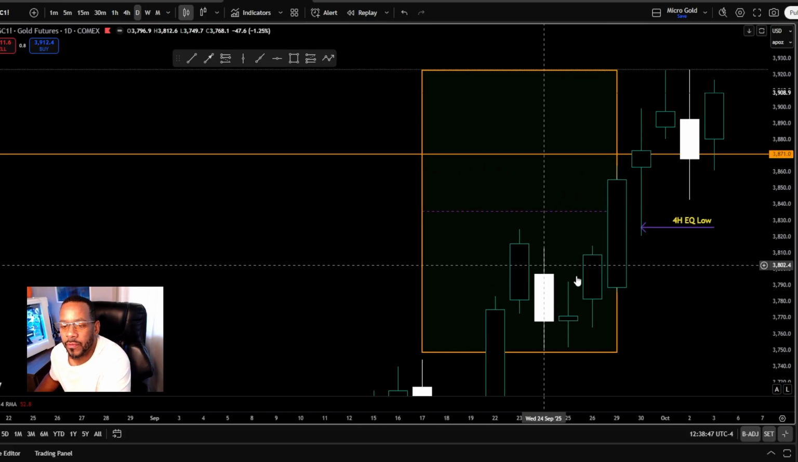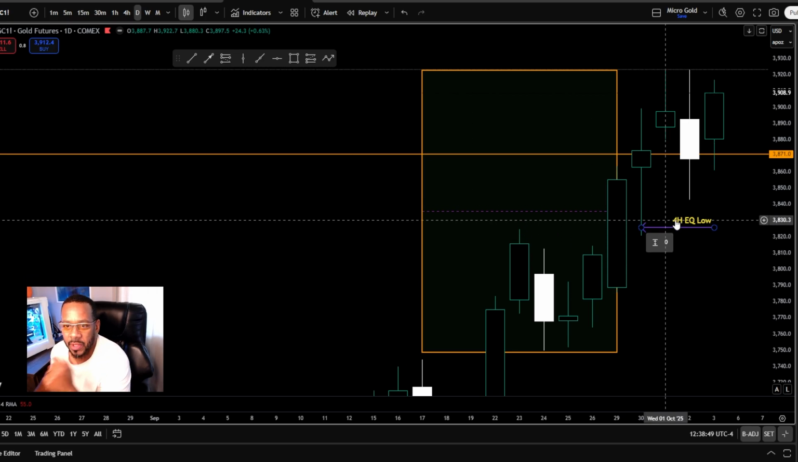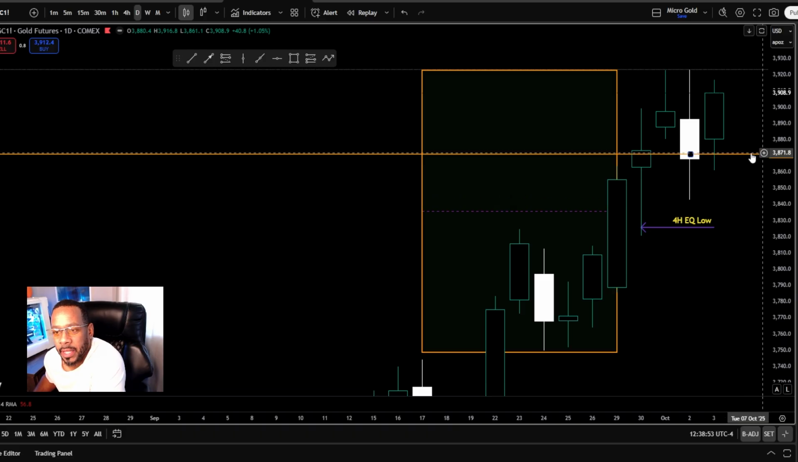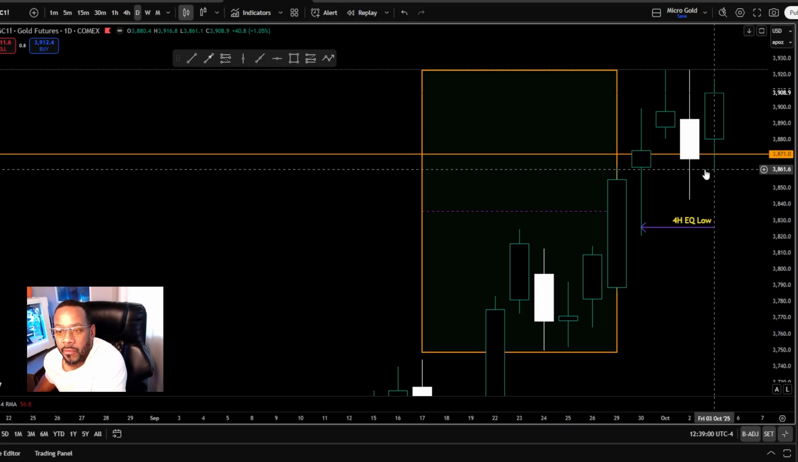So that's just for reference. 4-hour equal low right below that 50% mark of the daily range. So that's the best plan. And again, let's wait to see what price is going to do. It might just come right back to 38.71, retest it and take off from there.